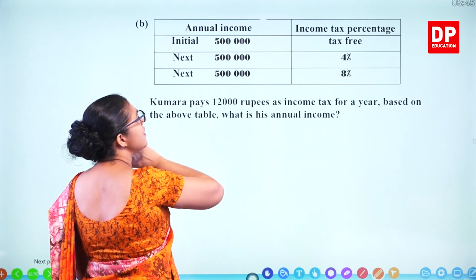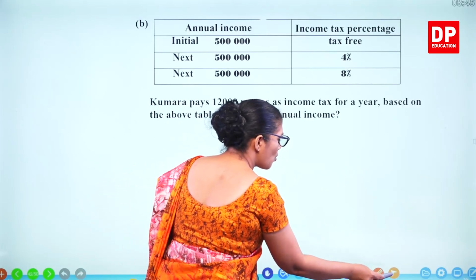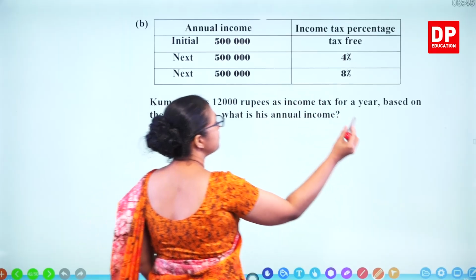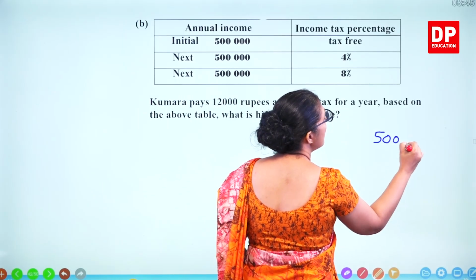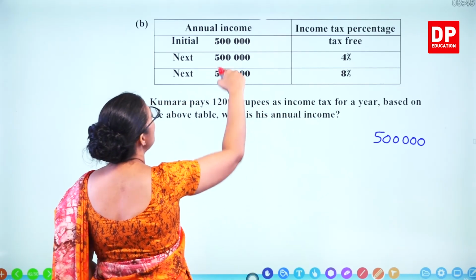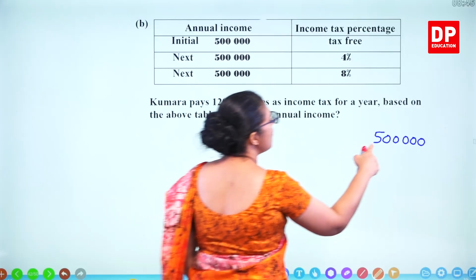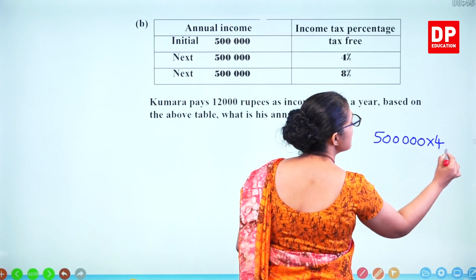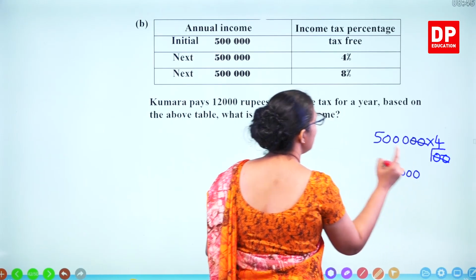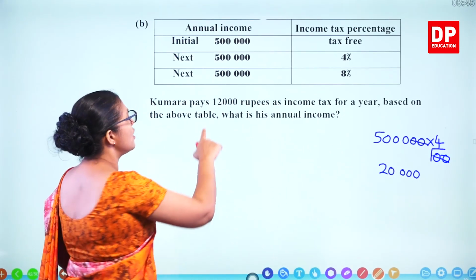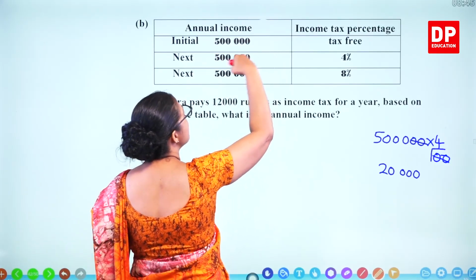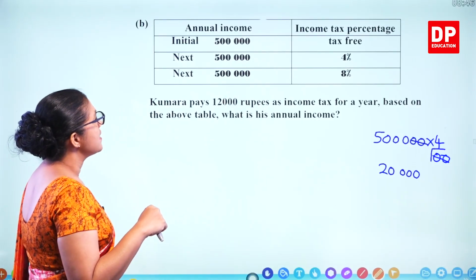If it's 500,000 there, what's the total tax for this level? Just check where. First you need to check where this value lies. Is it this level or this level? 500,000 into 4%. What's the rough value? 20,000. Now we can clearly see 12,000 is less than that. So that means it is in this level. Now you can do the sum.